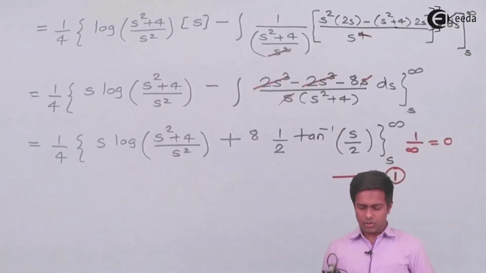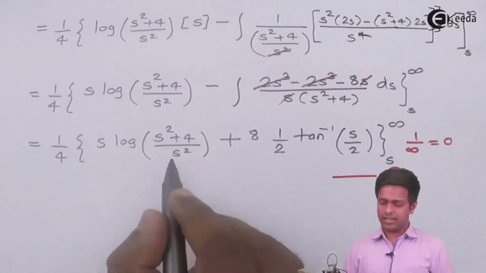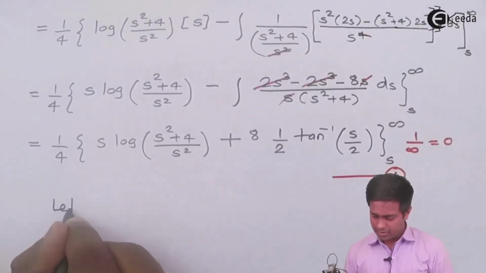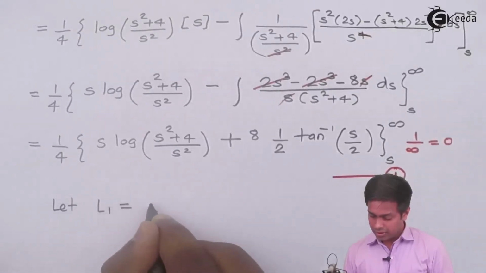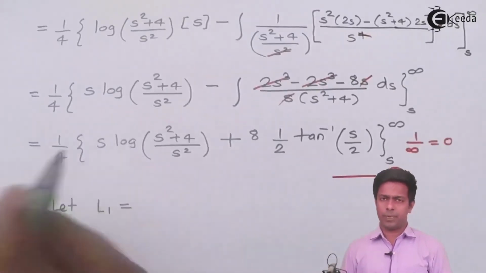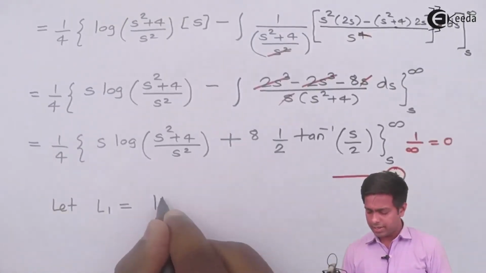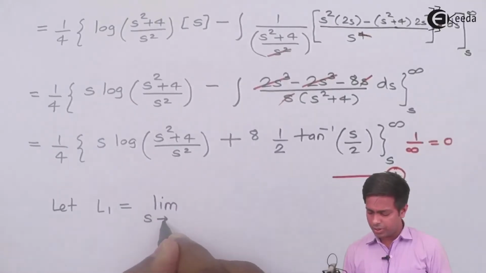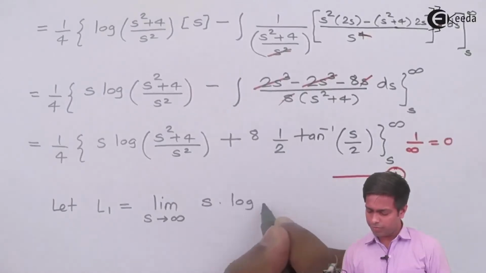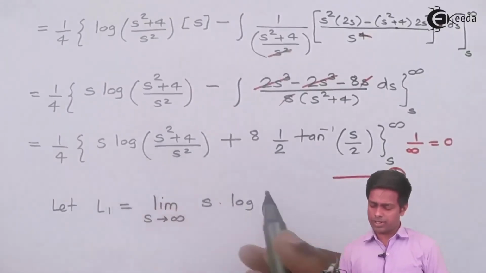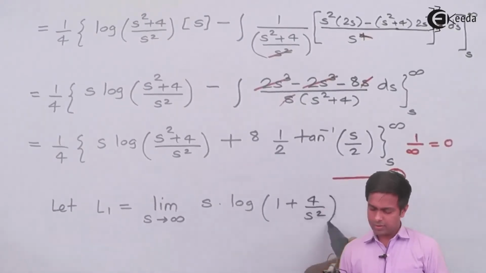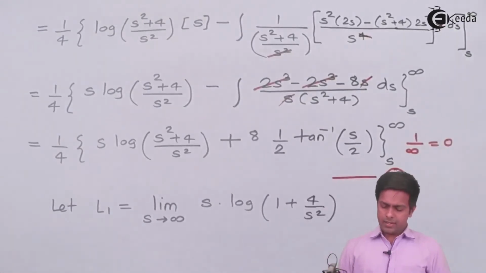So let's start. I'll call this L1. Here I'll say let L1 equal to, now I have to substitute s as infinity, so I'll apply the limits. L1 is limit s tends to infinity of s into log of 1 plus 4 upon s square, since s square upon s square is 1. Now let's apply infinity.